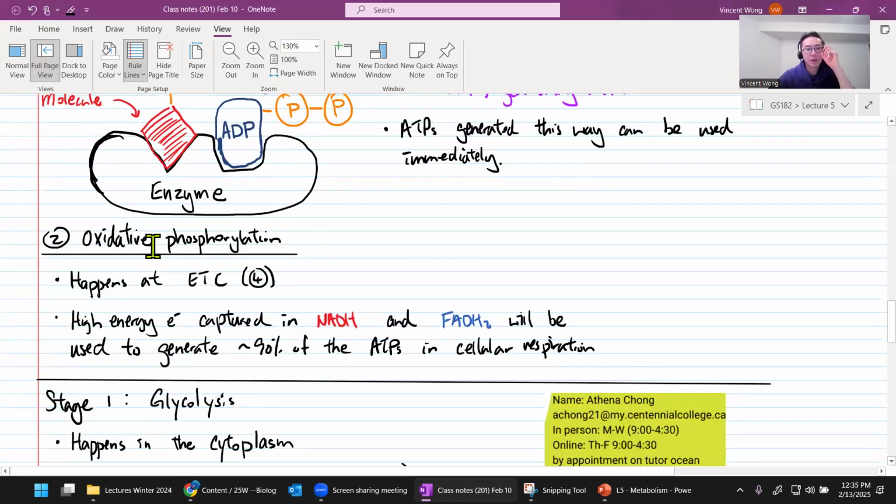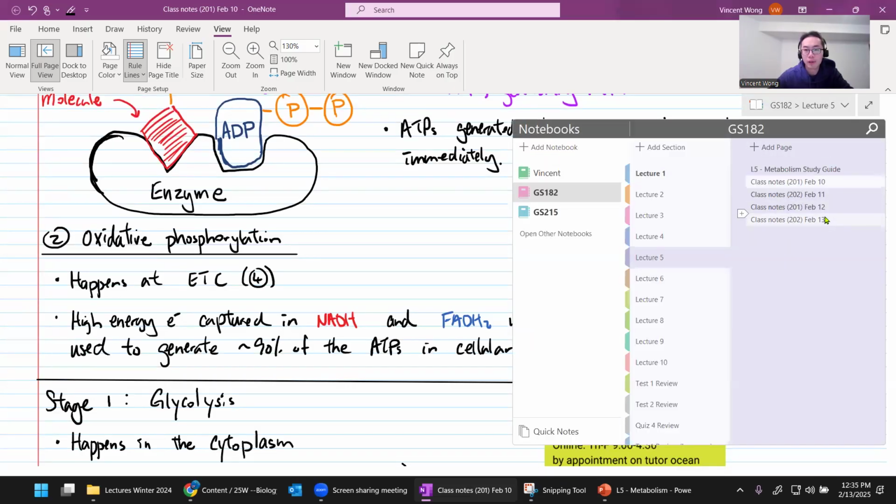The second method is called oxidative phosphorylation, and that happens at the ETC. That's where all the electrons that were captured by the NADH and FADH2 will now be put to use. And at the ETC, you will be creating 90% of all the ATPs that are going to be generated from cellular respiration. So that's where we left off on Tuesday. That was like a 5 minute quick review.